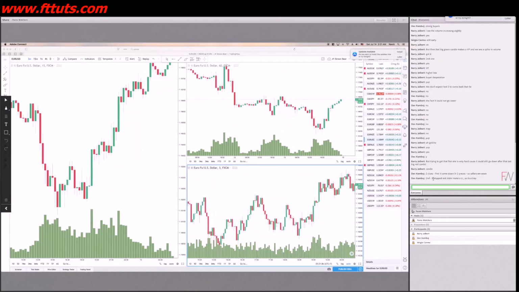Okay, so Dave, two clues. It came down in two pieces, so sellers are weak. Second, it stopped and didn't make a lower low, so it's a trap. Yeah, there you go. So, two pieces to come down, but he didn't even really come down. He just rolled back over. Now let's take a look at this now.